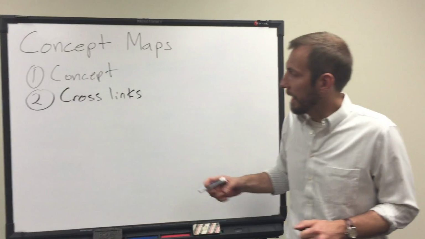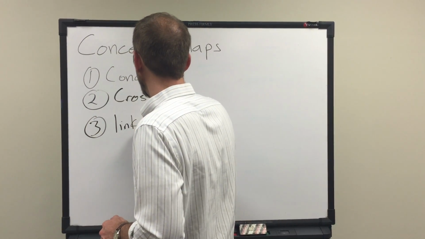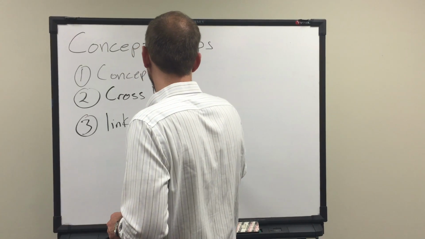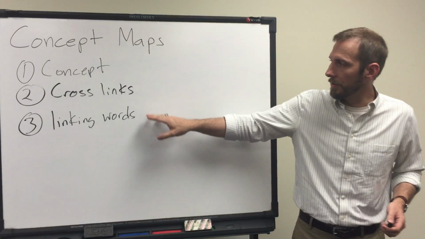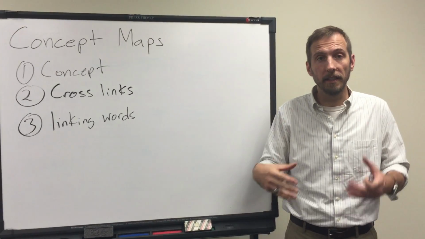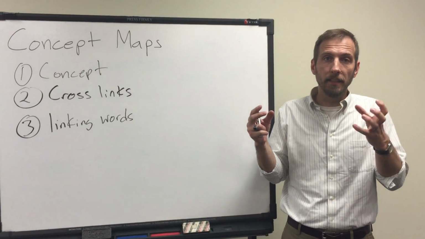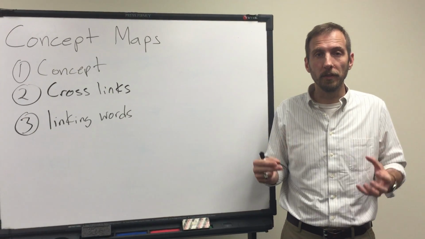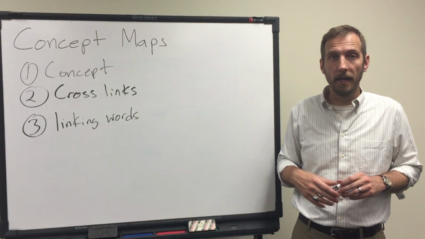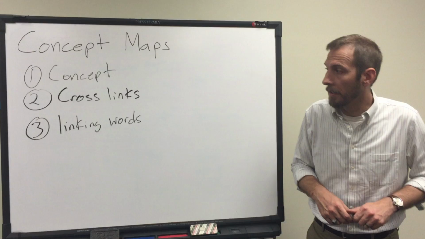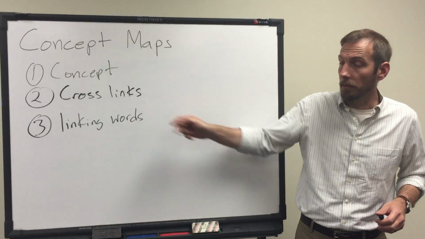Now the third part of concept maps are called linking words. And linking words are simply words that describe what those crosslinks or relationships are. And it should complete a single proposition or a meaningful unit of language. We'll talk about that a little bit more as I show you some examples. So these are the three parts: concepts, crosslinks, and linking words.